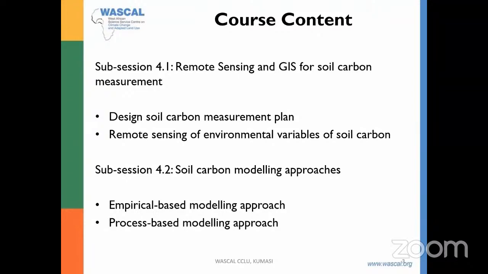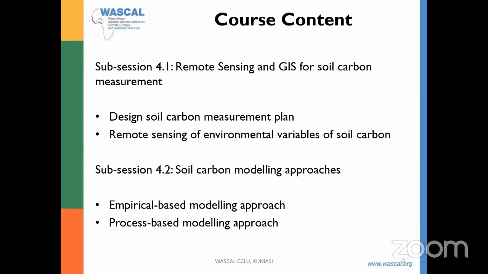With the subsection 4.1, we are going to look at remote sensing and GIS of soil organic carbon measurements. Before we can measure soil organic carbon and model them, there are some components where we use remote sensing data and GIS techniques to aid our activity. So mostly we look at the design of the soil organic carbon measurement plan and also remote sensing of environmental variables that has been spoken of: climate, temperature, rainfall, vegetation, land use, land cover. All these are variables that contribute to soil organic carbon that can also be measured.